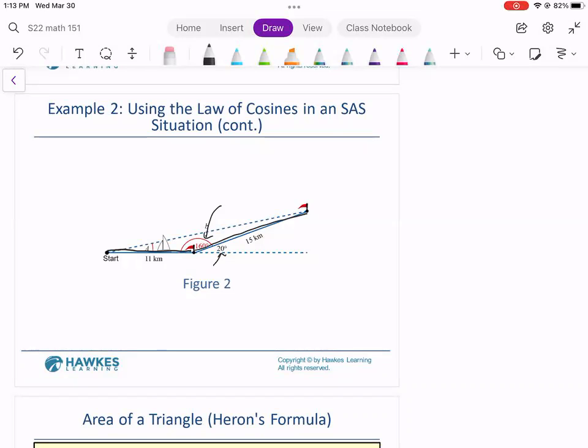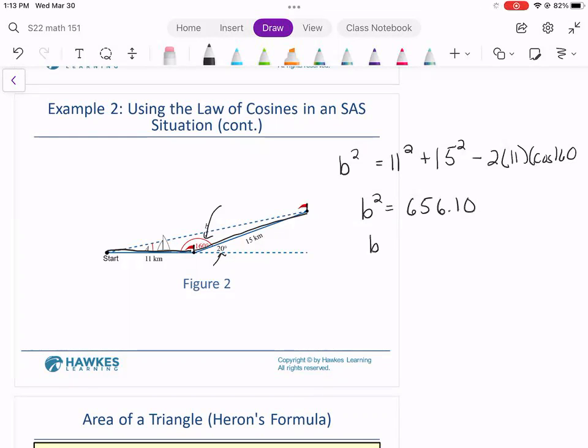And we can do that by finding B squared is equal to 11 squared plus 15 squared minus 2 times 11 times 15 times the cosine of 160. So we get that B squared is approximately 656.1, and so B is approximately 25.61 kilometers.